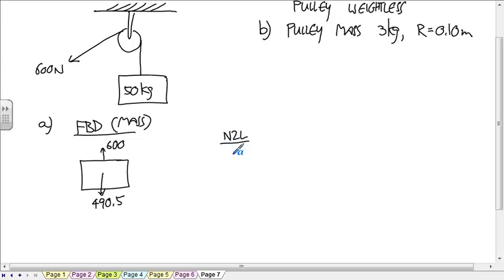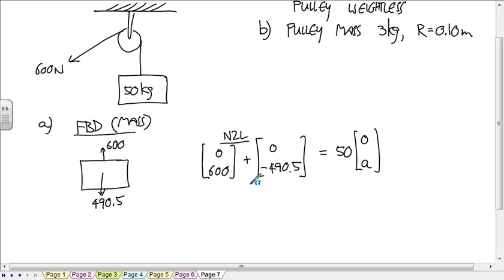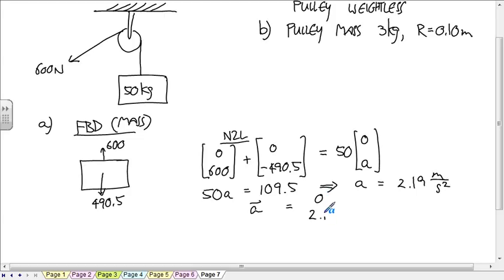And so Newton's second law says (0, 600) plus (0, negative 490.5) is equal to the mass times the acceleration, which we know is only going to be in the y direction. And so you get that 50a is equal to 109.5. And so a then would be equal to 2.19 meters per second squared. And that's going to be up, so the acceleration vector is (0, 2.19).